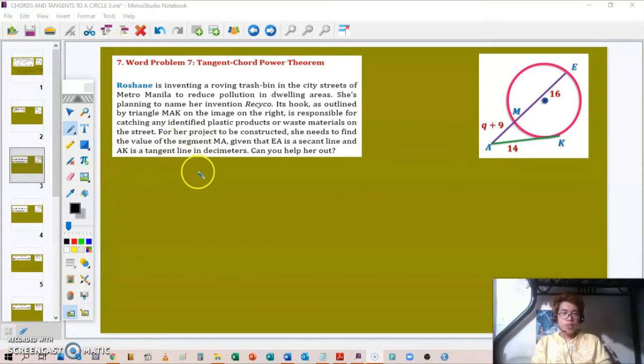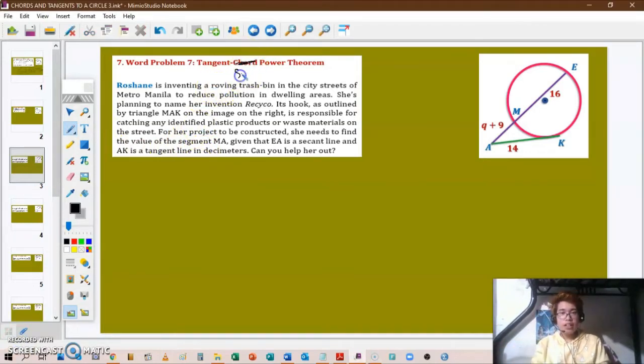Okay, so for our seventh problem here, we have another tangent secant power theorem problem. Roshane is inventing a roving trash bin in the city streets of Metro Manila to reduce pollution in the dwelling areas. She's planning to name her invention Recycle. Its hook, as outlined by the triangle MAK on the image on the right, is responsible for catching any identified plastic products or waste materials on street.